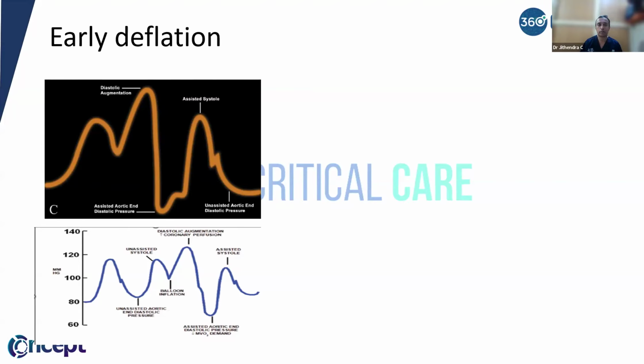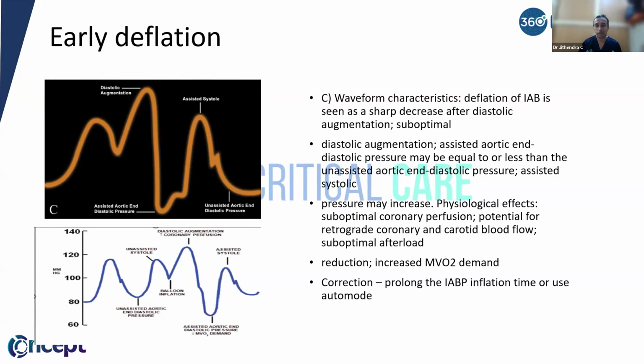Okay, so that means it was supposed to provide some support. Before it would complete its support, it has already got deflated. So what is happening because of that? You don't get significant diastolic augmentation. So it is not very effective. So the afterload reduction doesn't happen. Even before the LV starts pumping the blood, it has already got deflated.